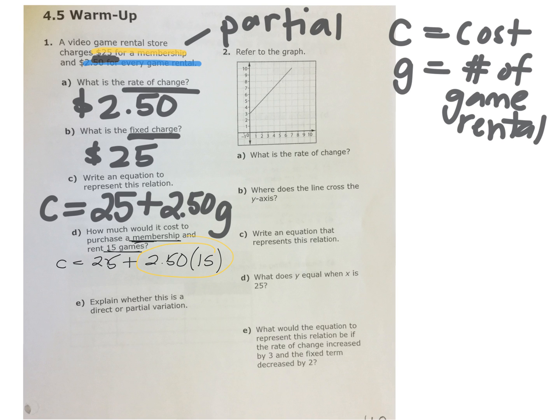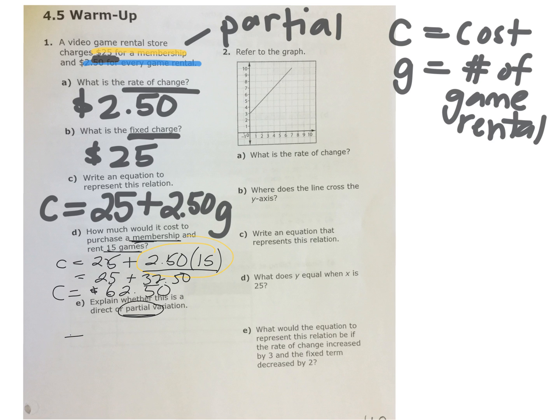What's 2.5 times 15? 37.50. Good. Plus we had to add the membership fee, so the total cost is $62.50. Okay, now we already answered this. Explain whether it's direct or partial. Partial. And I want you to explain why it's partial.